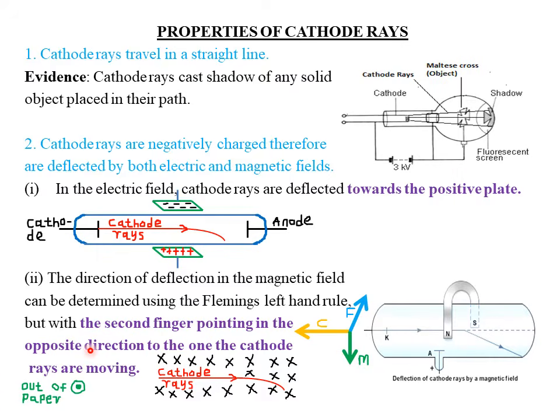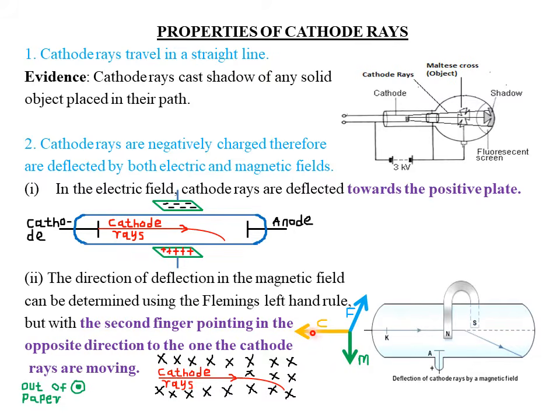Why should the second finger be pointing in the opposite direction? Remember, the second finger in our normal cases was pointing in the direction of the current. Then remember, current will always flow in a direction opposite to the direction of electrons. For this case, this is the direction of motion of our cathode rays, and cathode rays are simply electrons. So if electrons are moving from the left towards the right, then it simply means that current will be flowing from the right towards the left.